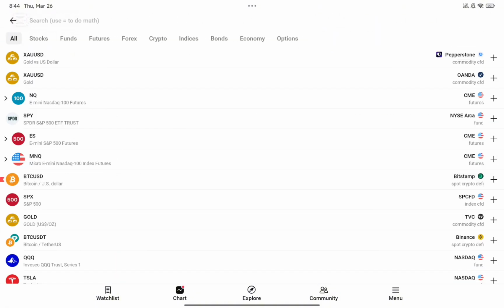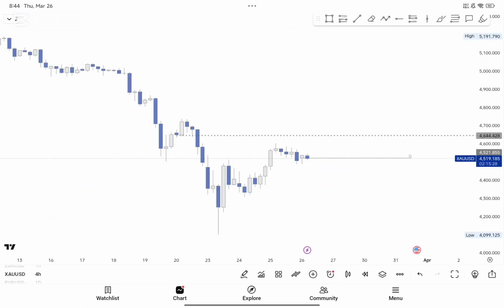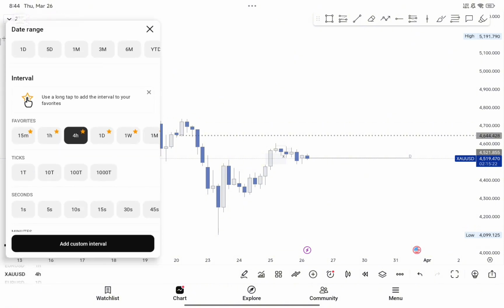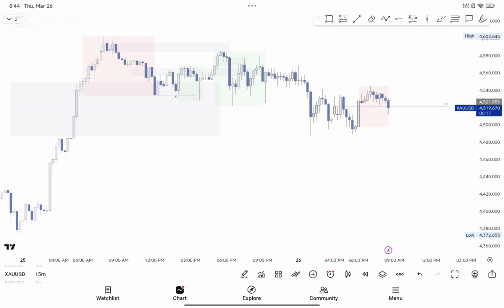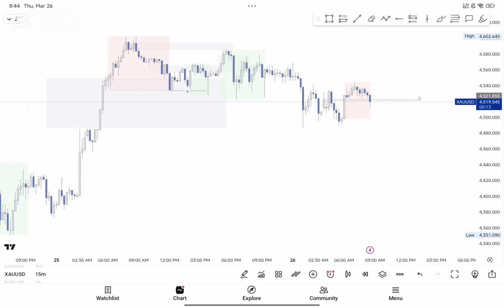Now if I take a look at ZAO USD, then you can simply see price has been ranging around that fair value gap from which I wanted to see a move. So yeah, there wasn't any confirmation on ZAO USD, which is why I haven't taken anything.